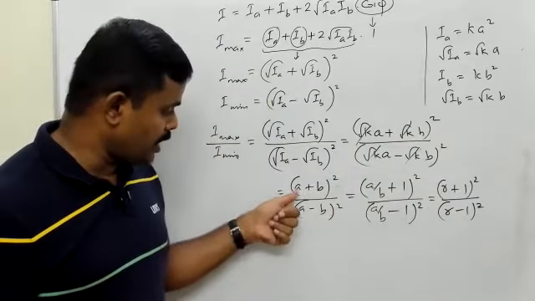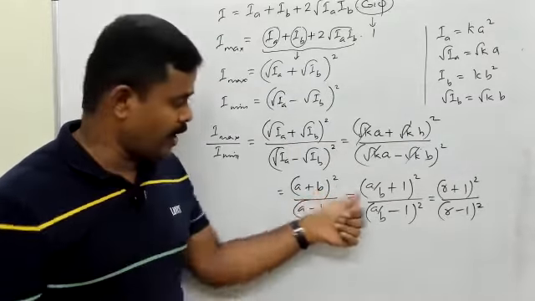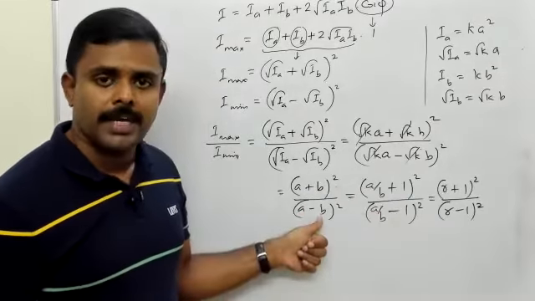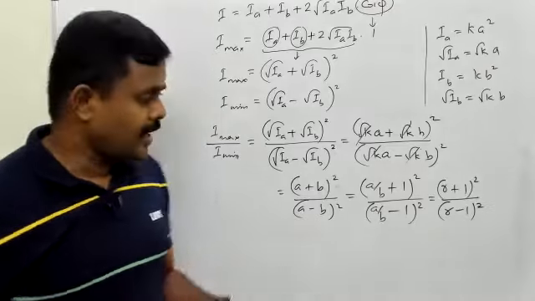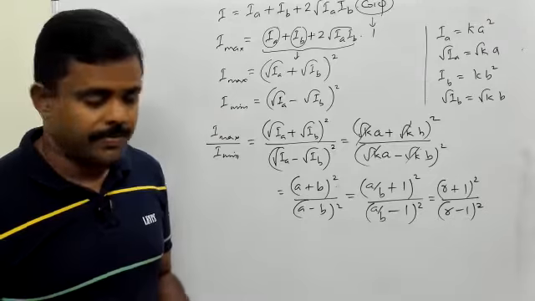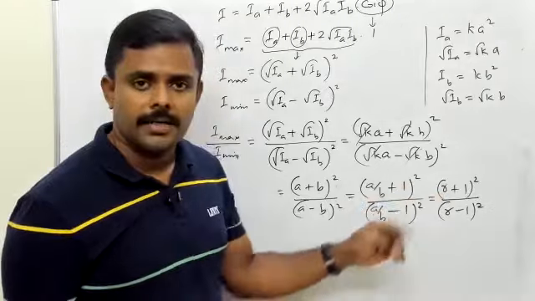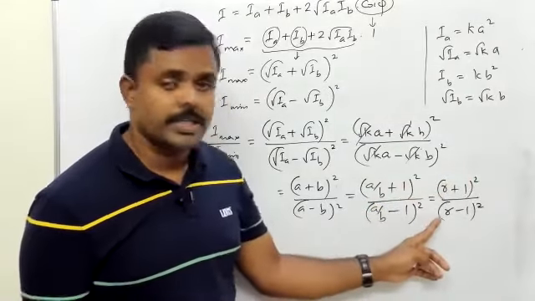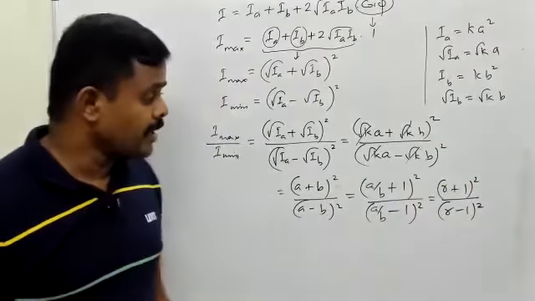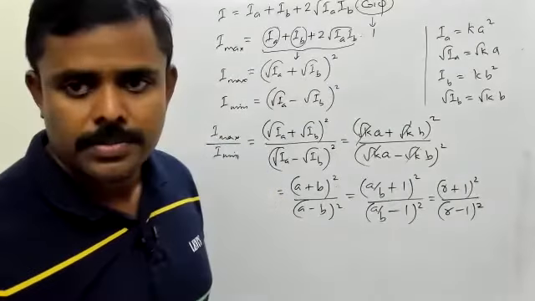Then I divide everyone with B. A by B plus B by B, B by B is 1, the whole square, by A by B minus B by B, that's again 1, the whole square. And A by B, A is amplitude of the first wave, B is amplitude of the second wave. So this is basically the amplitude ratio. So R plus 1 the whole square by R minus 1 the whole square will be the equation for the ratio of I max to I min. Understood this?